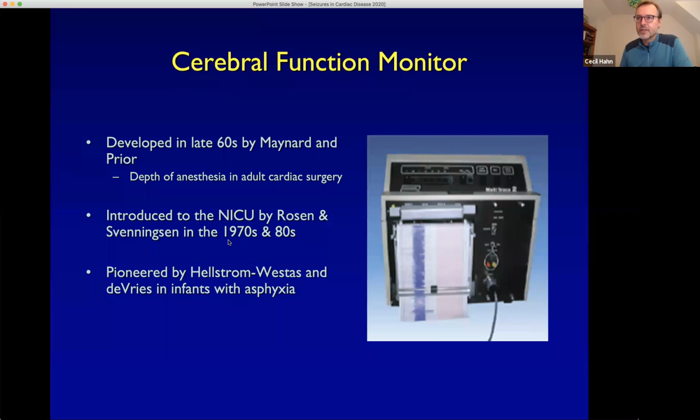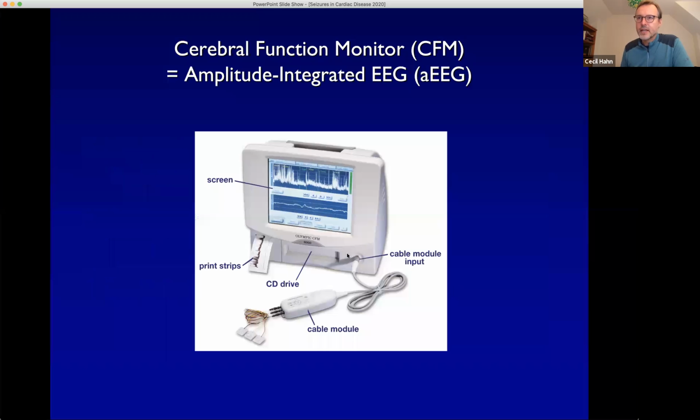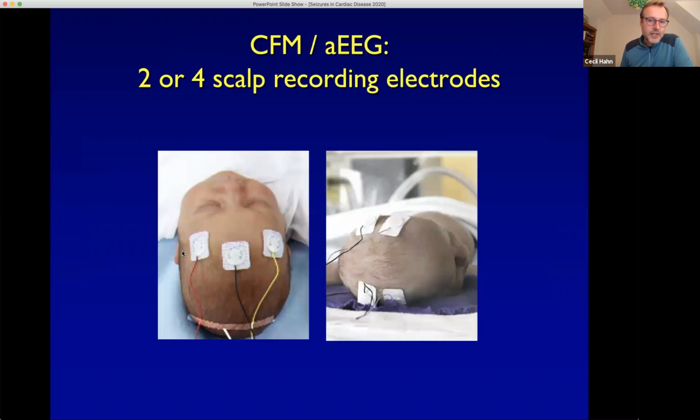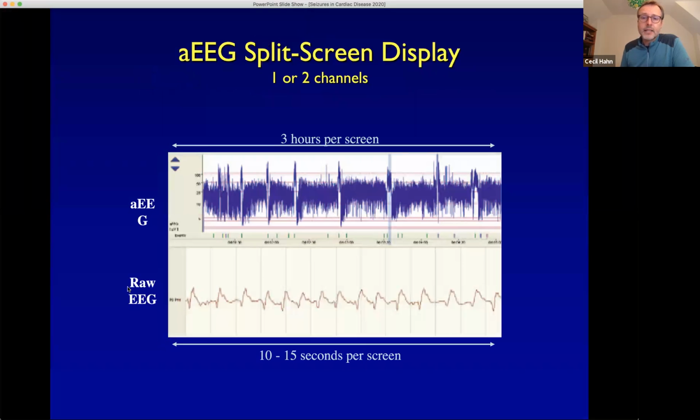This was one of the initial devices, which was an analog-based device. And this is a more recent device. And it basically is a simplified EEG. So usually we use 4 electrodes, okay, 2 on the left and 2 on the right. Initially, people were using just 3 electrodes across the front of the head like this. And the amplitude integrated EEG display looks something like this. So on the top, we have the amplitude integrated EEG, which is a compressed EEG. You'll notice the scale here is 3 hours on the screen.